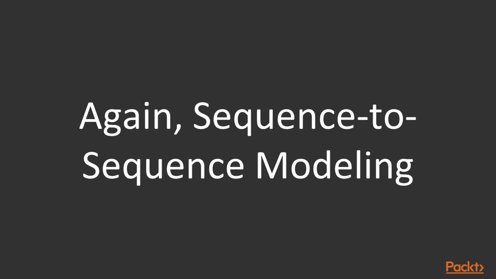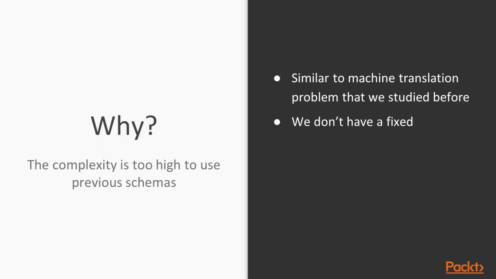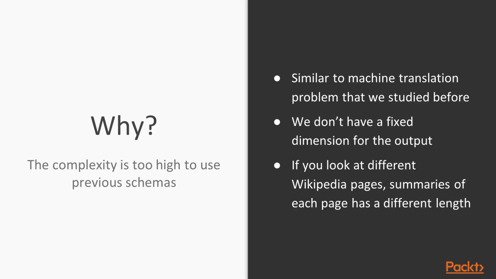Again, sequence-to-sequence modeling. So, why this? Because the complexity is too high. But, similarly to the machine translation problem that we studied before, we don't have a fixed dimension for the output. If you, for example, look at different Wikipedia pages, the summaries of each page have a different length. This is quite trivial, but it is the fundamental part of the problem.